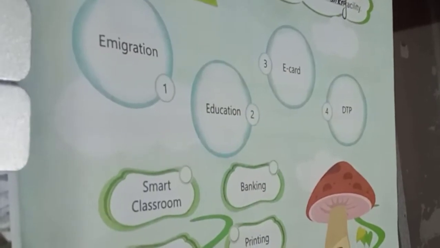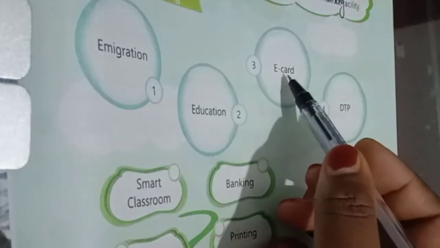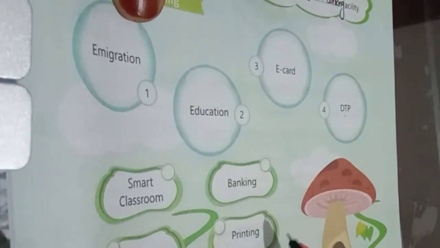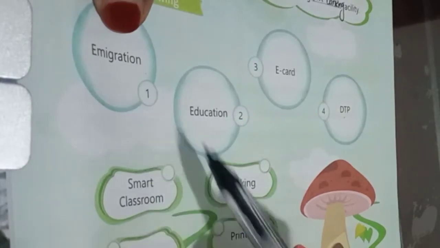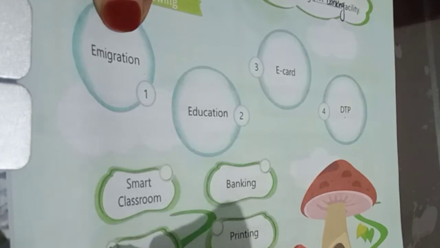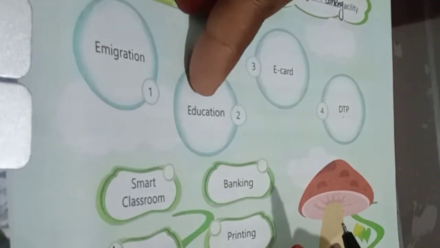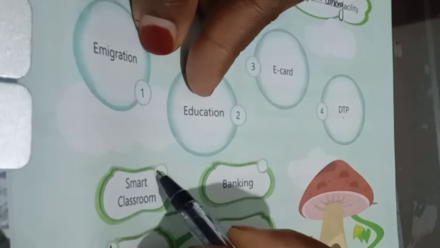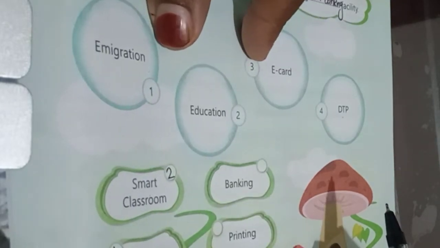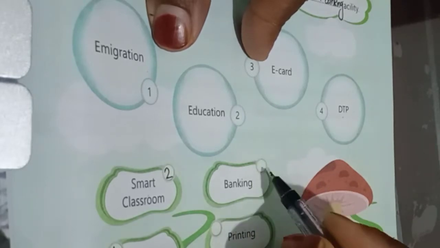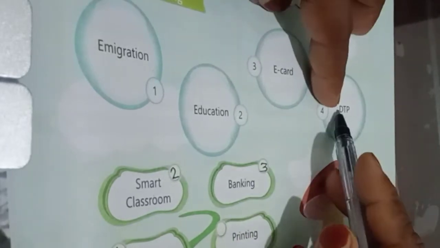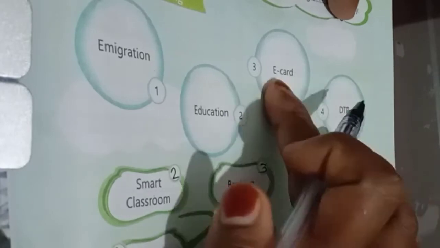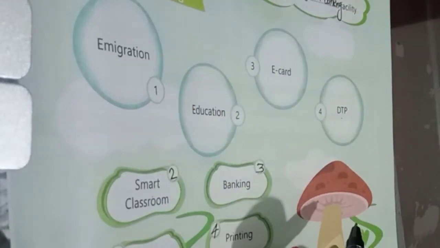Match the following: emigration, education, e-card, DTP. So we will match smart classroom, banking, printing, airport. Emigration is in the airport, right? Where is education, children? Smart classroom. Now, e-card is in the bank, right? And DTP is printing, right? So you have to learn what all these are, then it is easy for you to match.